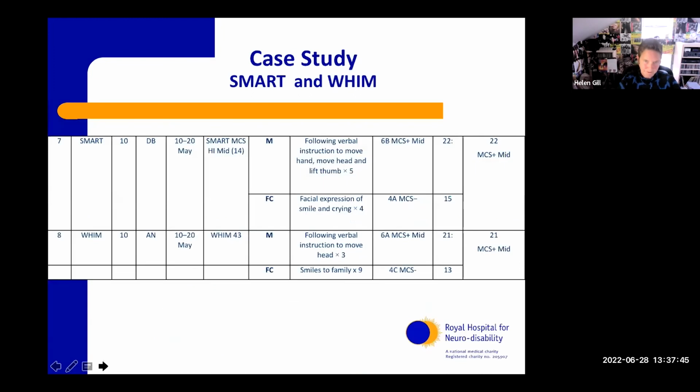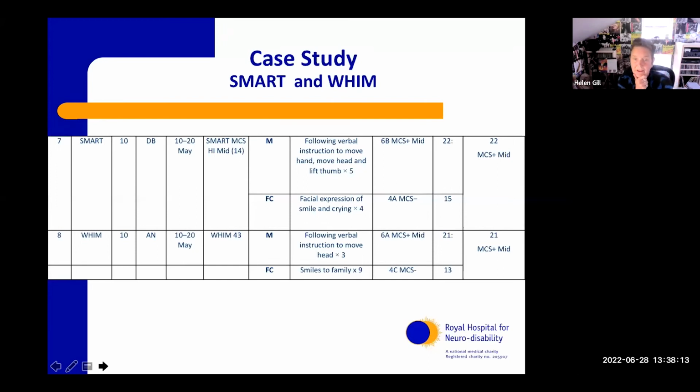Thanks, Karen. So then we're moving on. So we've done a SMART and a WHIM with the same patient. So with the SMART, well, obviously we've done 10. And we're starting to see that in the motor, this patient's now following instructions. And what you have to be on the form is very clear about what instructions are they following. So this one is moving hand, moving head, and lifting thumb.